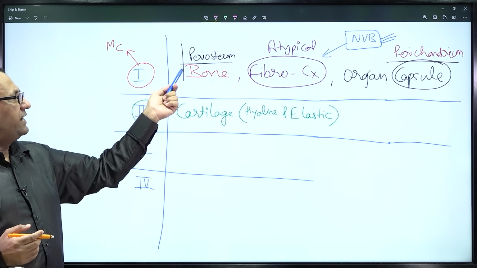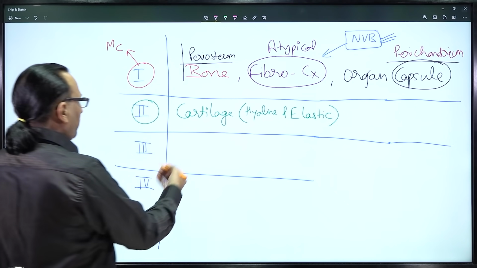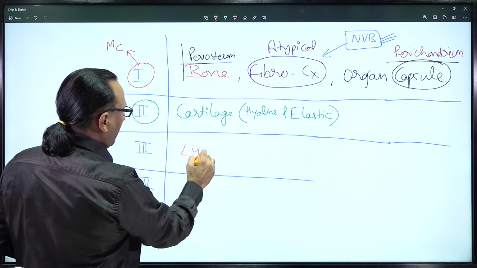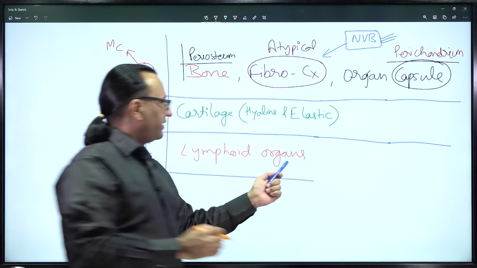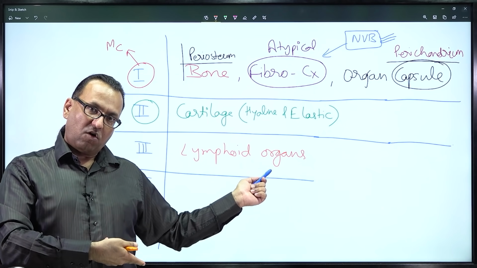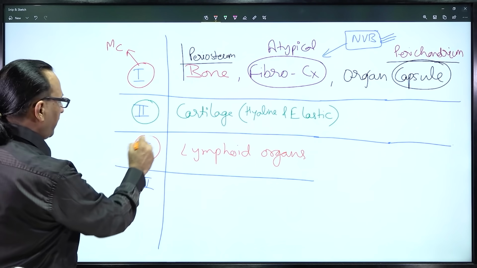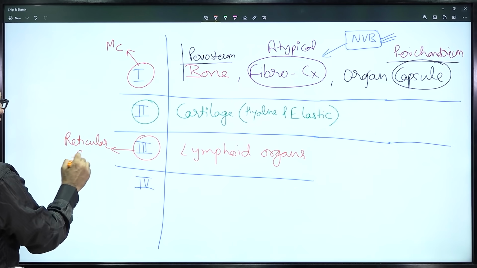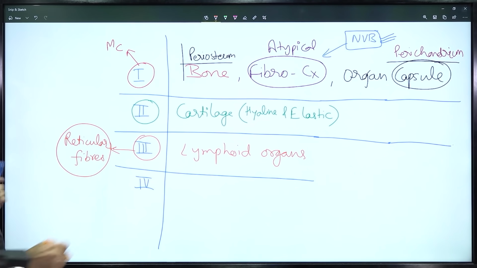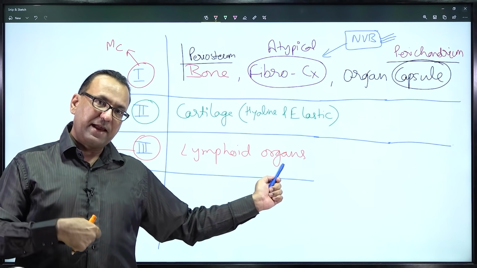Then where do you see type 3 collagen? Type 3 collagen can be at certain places. Like one example is lymphoid organs. The lymphoid organs, like you have the liver or the spleen or the lymph node, they have type 3 collagen, which is also called reticular fibers. These are reticular tissues. So type 3 collagen, the reticular fibers, are present in lymphoid organs like liver, spleen, lymph node.